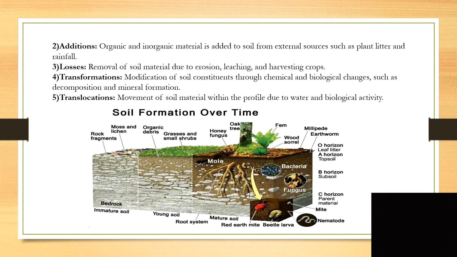The combined effect of these processes results in the development of a mature soil profile suitable for plant growth and for engineering uses. So here the picture clearly represents how soil changes over a time period. So first, in its initial period, it looks very full of rocks. That is called rock fragments, and some things are added to that soil, like organic debris, grasses, and small shrubs growing on that land.